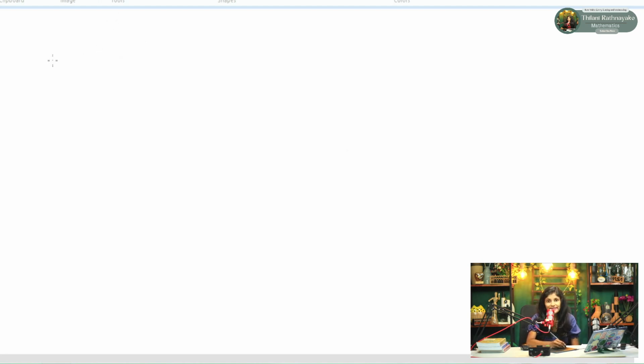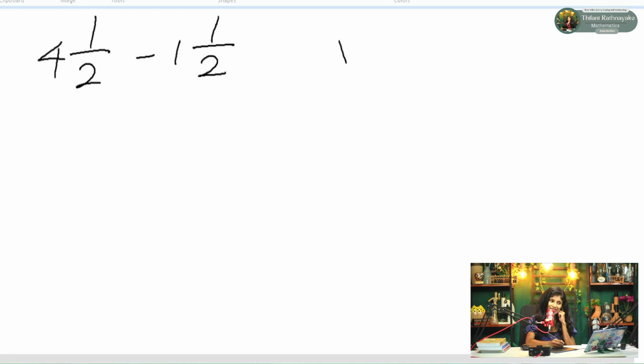That is a mixed number. 4 1 over 2 minus 1 1 over 2. So, if we have mixed numbers to subtract or add, what we have to do first is we have to convert those mixed numbers into improper fractions. So, if you don't know how to convert a mixed number into an improper fraction, I have done a separate video for that before. So, you can check that one. Okay. So, I'm going to convert this mixed number into an improper fraction now.